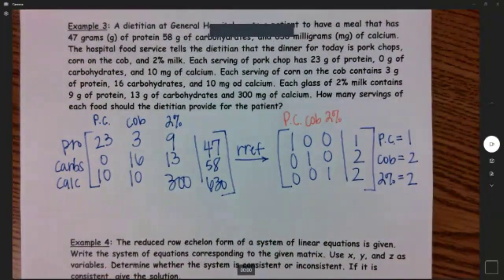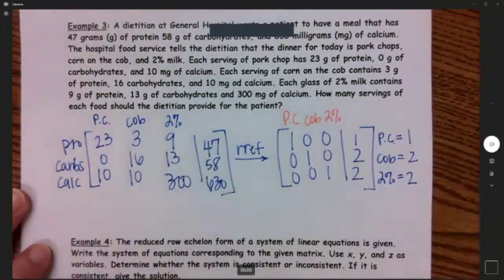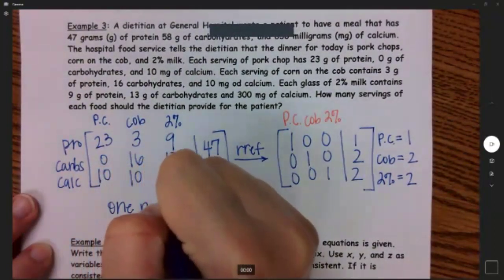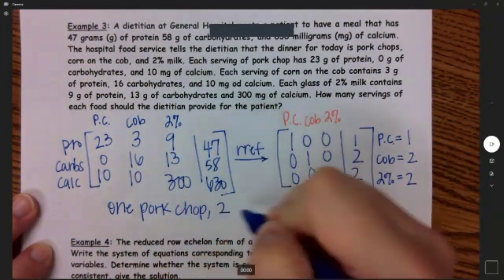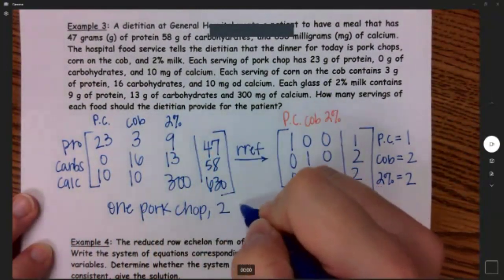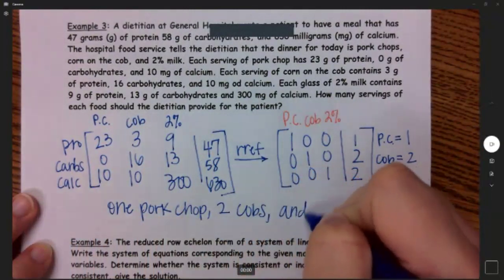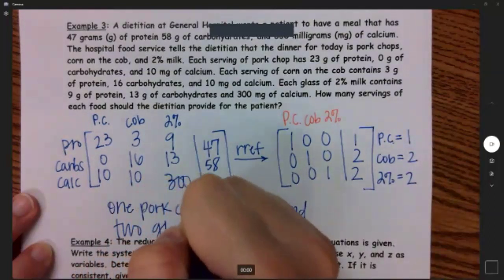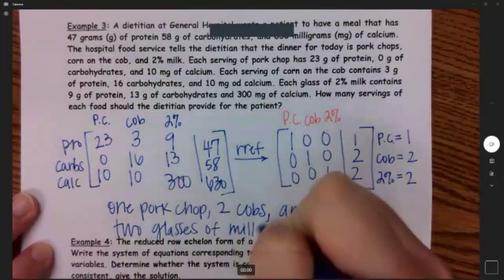Word problems need word answers. So how many servings of each food should the dietitian provide for the patient? They should provide 1 pork chop, 2 corn on the cobs, and 2 glasses of milk.